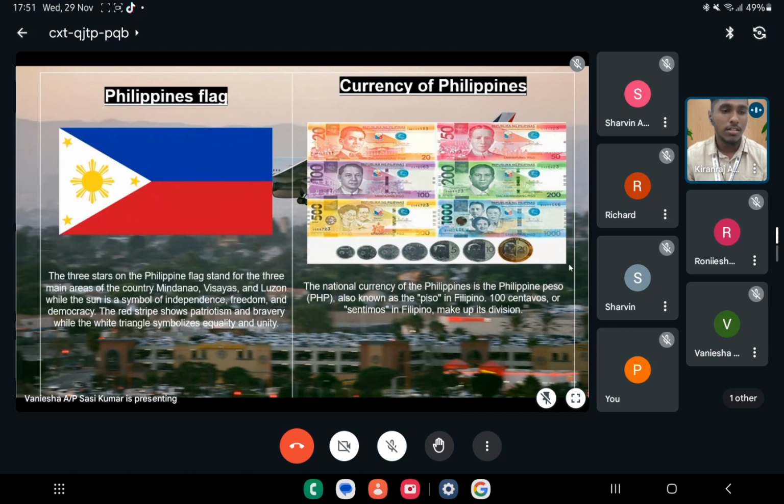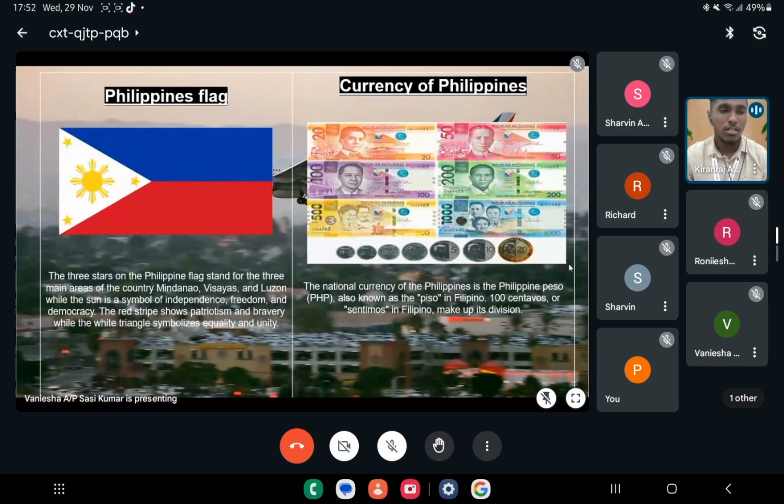Next one, the Filipino flag. The three stars on the Philippine flag stand for the three main areas of the country, Mindanao, Visayas, and Luzon, while the sun is the symbol of independence, freedom and democracy. The red stripe shows patriotism and bravery, while the white triangle symbolizes equality and unity. The blue stripe stands for peace, truth and justice. The idea of the new flag was researched during the preparation of the second phase of the Filipino Revolution, and was personally conceived by Emilio Aguinaldo, President of the Revolutionary Government.